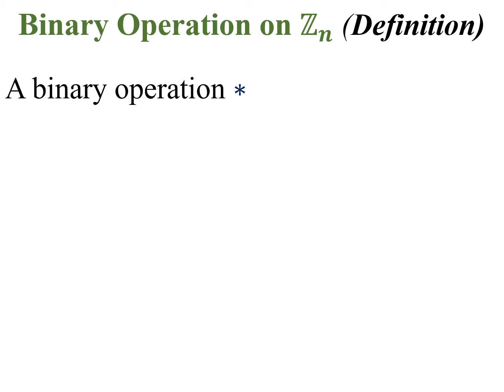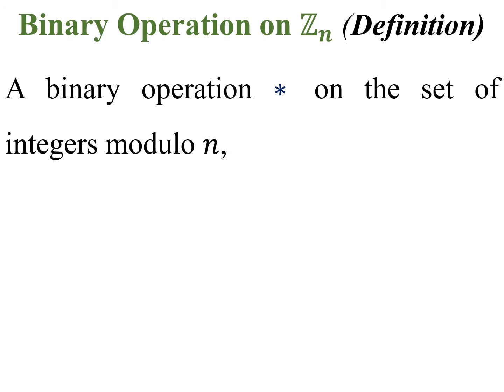A binary operation star on the set of integers modulo n. What is the set of integers modulo n? That is class of 0, class of 1, class of 2, class of 3 up to class of n minus 1. The set of integers modulo n is class of 0, class of 1, class of 2 up to class of n minus 1, which is denoted by Zn.